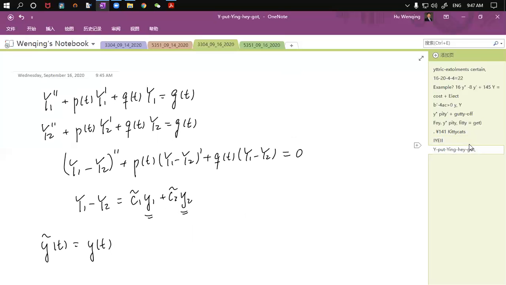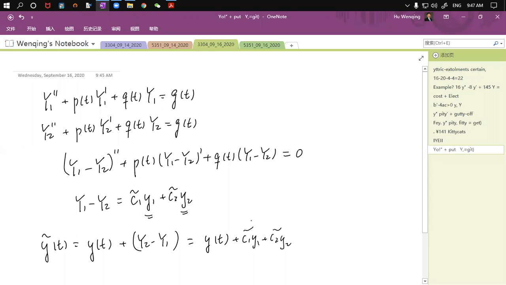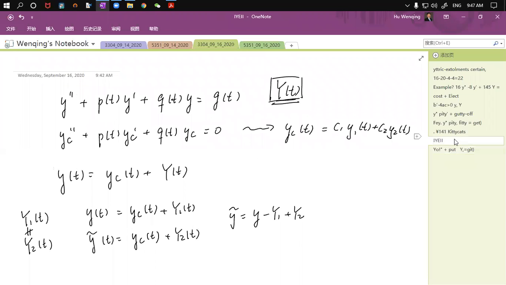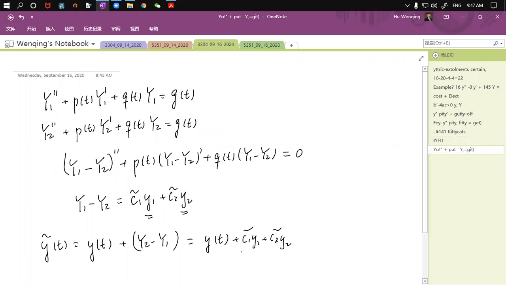So that means this y is kind of y of t, right? So plus y2 minus y1. And y2 minus y1 is actually equal to y of t, right? So y of t, let's say plus, so let me use another set of constants, right? So plus c1 y1 plus c2 y2. So what does it mean? It means that the two people are going to find two different solutions that just differ by a complementary solution.